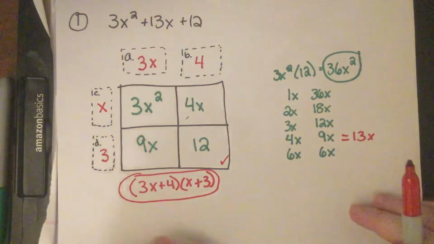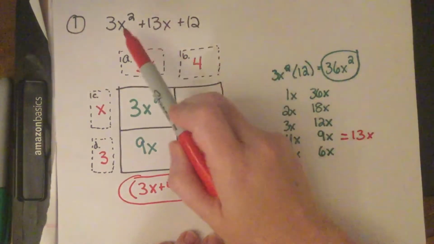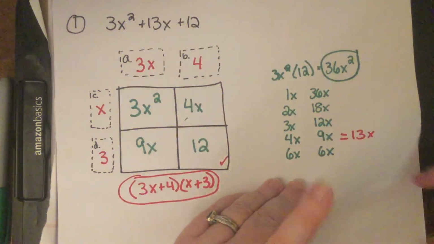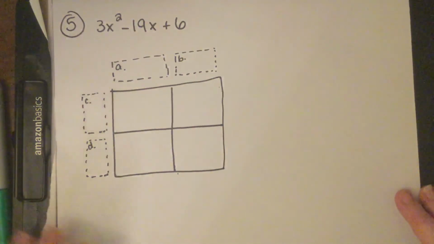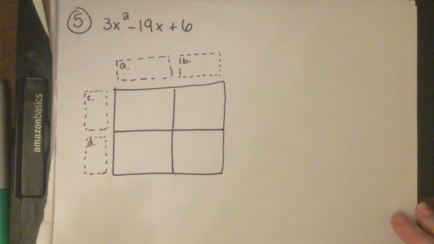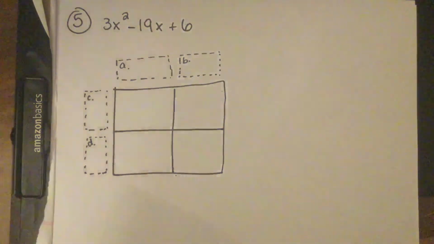All right, so let's try one more. If you notice in this one, all the numbers were positive, so that makes it a little easier. When you have some negatives, it doesn't change the process, it just changes a couple things that you need to think about. All right, so let's follow those same steps that we did on the last one.